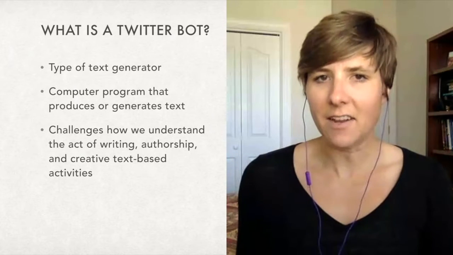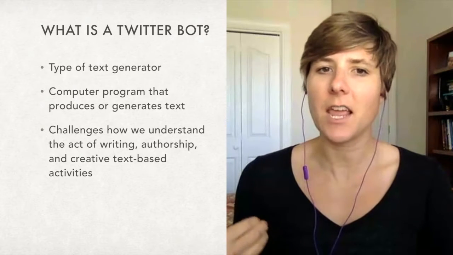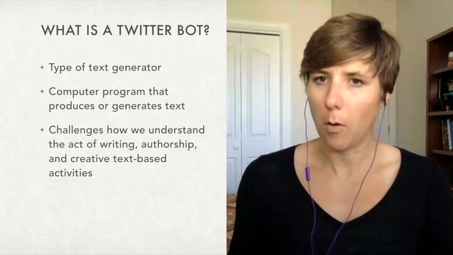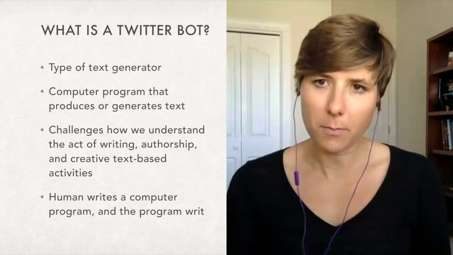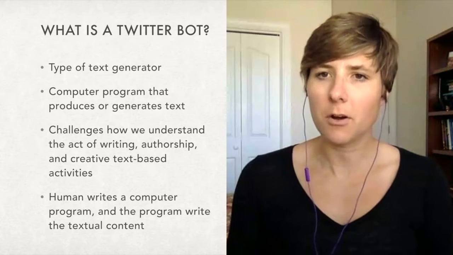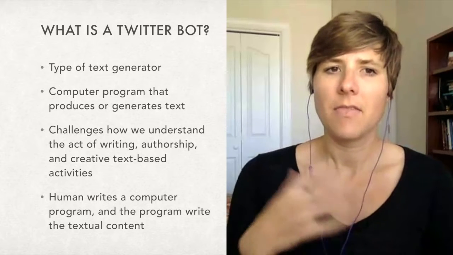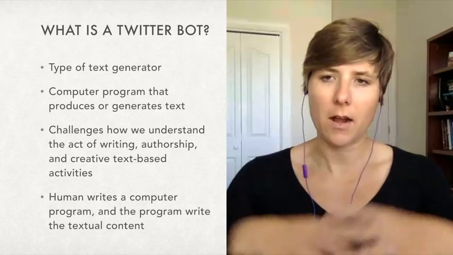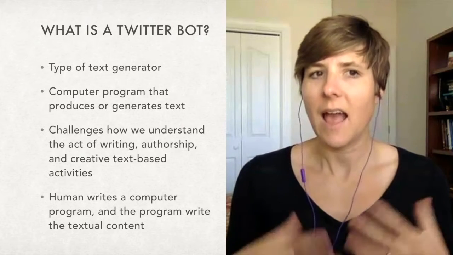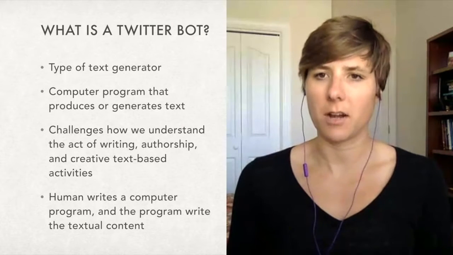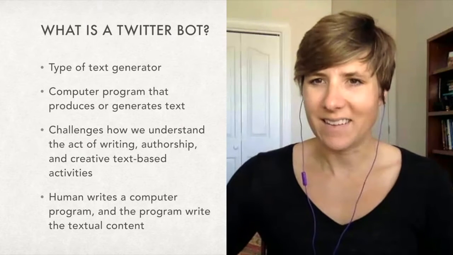And so the text generator is the next step to that, which is instead of the human writing a poem or writing a story or whatever, the human instead writes a computer program, and then the computer program actually writes the content. So that's where this fits in with our broad questions of DH and understanding what digital humanities is, and then also where it fits in as a form of electronic literature, right? So this is writing a computer program that writes text.